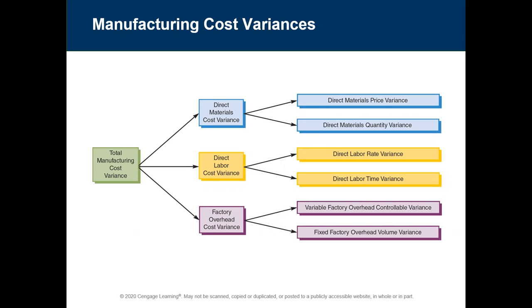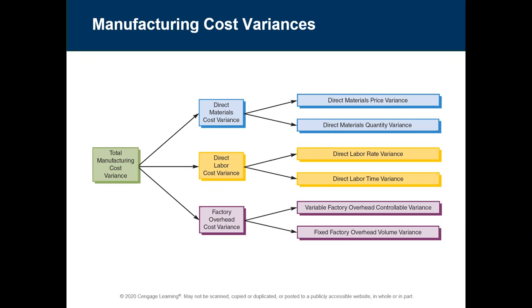Price variance would mean my direct materials are costing more than I thought they would when I made my standard cost. And direct materials quantity variance is that I'm using more direct materials than I thought I would when I made my standards, right? It could also be less, by the way, because you can have a favorable variance. You'd ask, is this controllable? And if so, how can I continue to have this favorable variance or even make it more favorable?